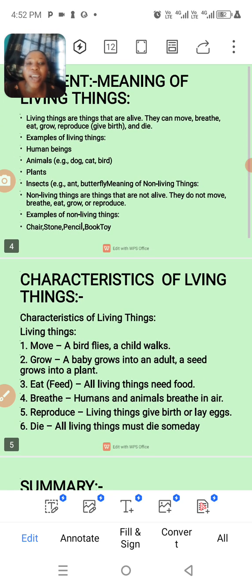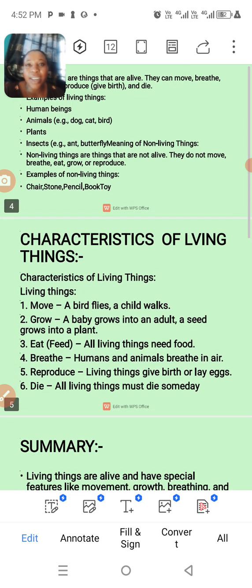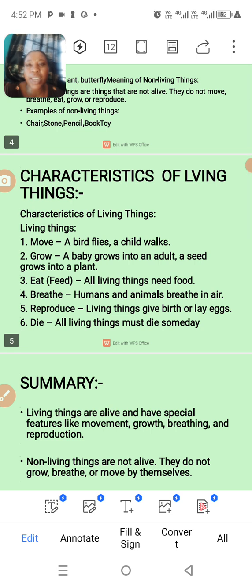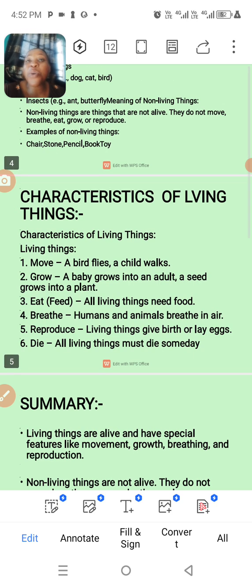Now let's move to characteristics of living things. Number one, they move. A bird flies. A child walks. Do you remember when you were small, when you were learning how to walk? But now you are running because you can move from one point to another.